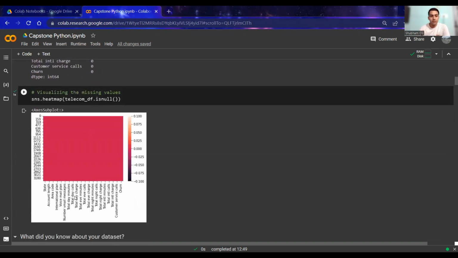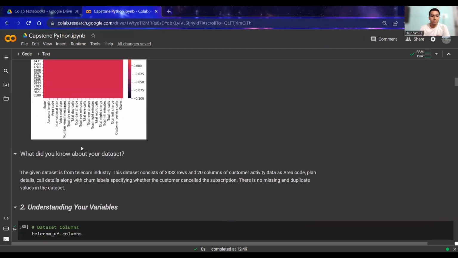And here you can see these are the columns and these are the rows we have. And this doesn't show us any null values. All the color is the same.